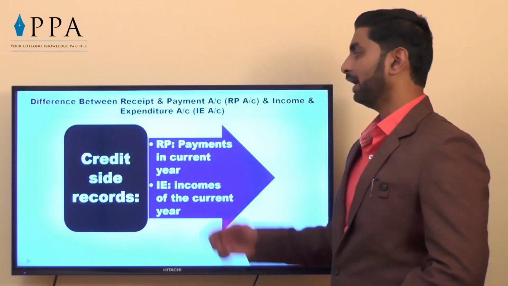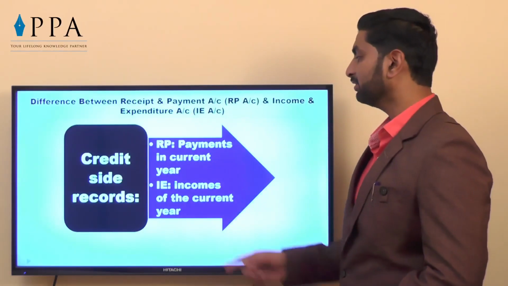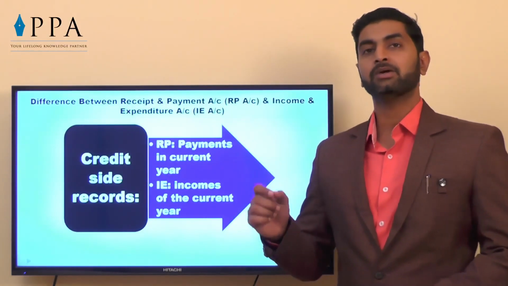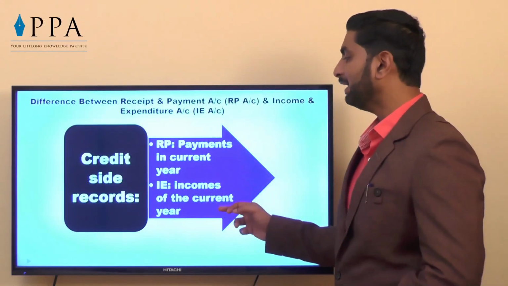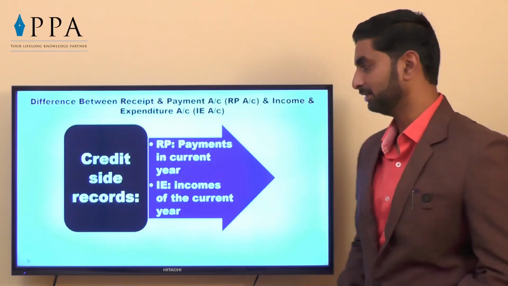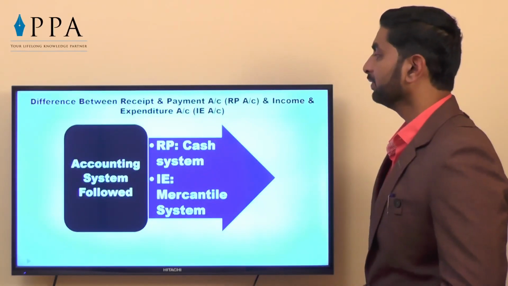Credit side, RP account, cash account, credit what goes out, so all the payments. IE account, incomes only. So RP account credit side records payments, IE credit records incomes, nominal account credit all incomes and gains. Of course, we are going to see it again in the format in detail.